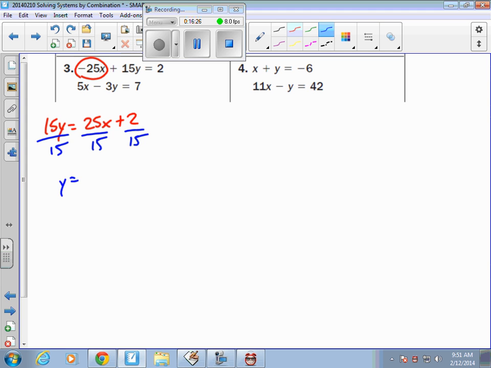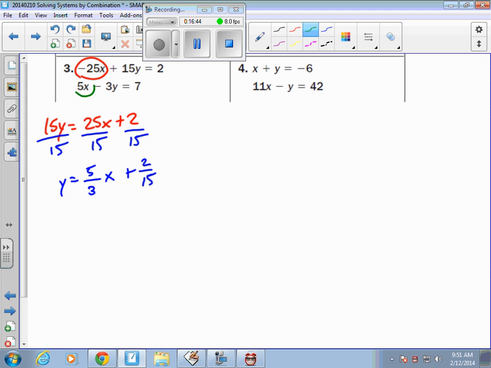Y equals, a positive divided by positive is going to stay just like that, but the number 5 goes into 25 5 times, and it goes into 15 3 times. So 5 over 3x plus 2 over 15. That's slope-intercept form right there. Let's see the second equation, see how it works out.